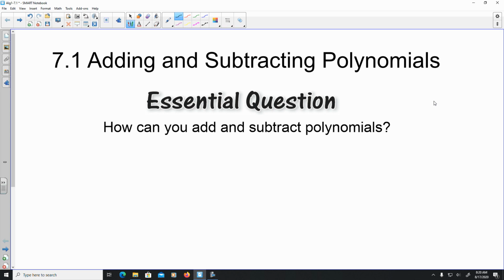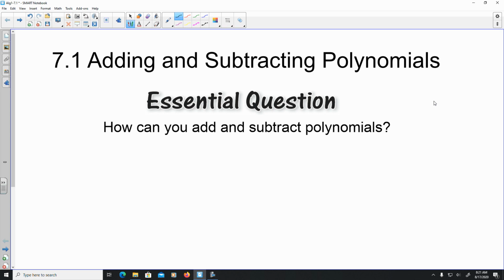In this section, 7.1, we are going to be looking at adding and subtracting polynomials. So each time that we dive into a lesson or a concept, we are going to address the essential question. In this case, the essential question is: how can you add and subtract polynomials?